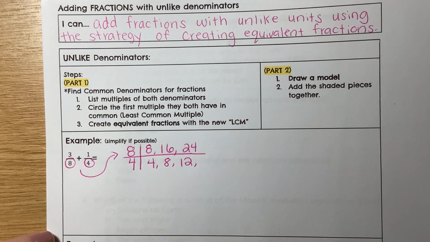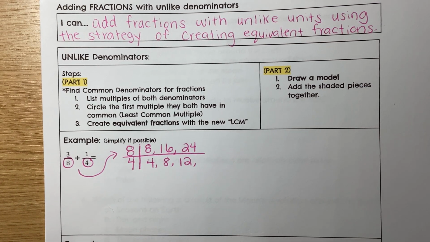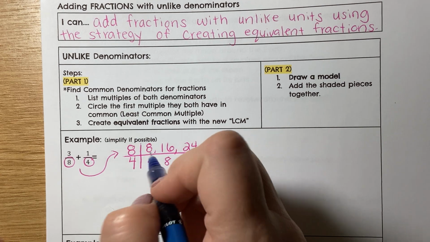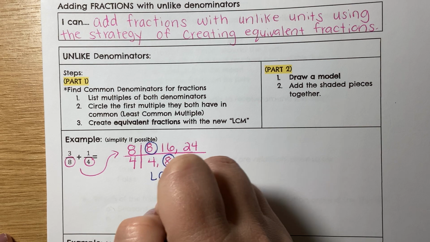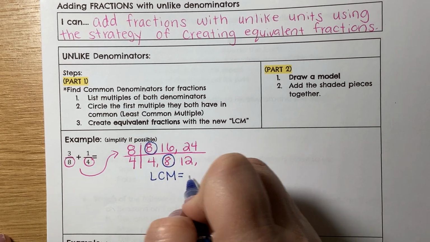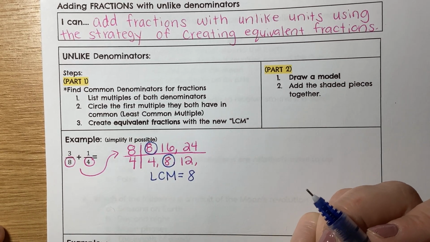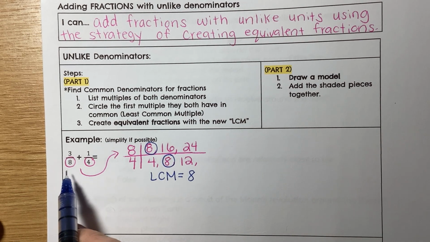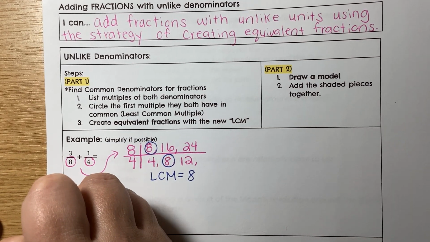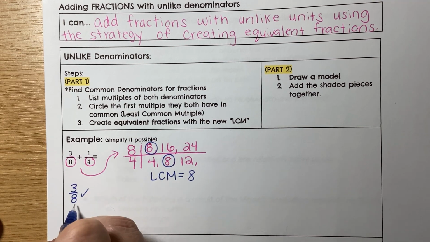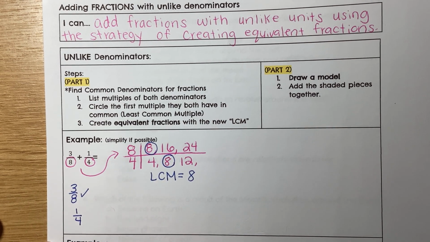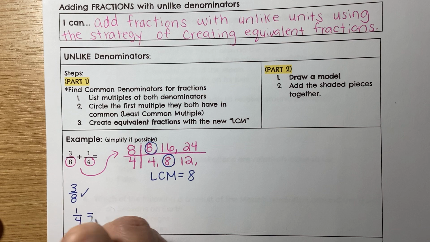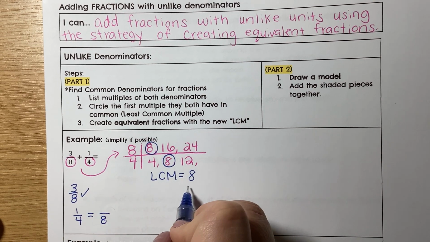That's enough. All right, I'm looking for the least common multiple between them. So if I look right now, I see that an 8 is the least number that they have in common. So my LCM, our least common multiple, is going to be 8. That is going to be my new denominator. If I look at my first fraction, 3/8, I notice that it already has an 8 as a denominator, so I do not have to change that one. But when I look at 1/4, I notice that 1/4 does not have an 8 as a denominator. So I have to create an equivalent fraction with this new 8.